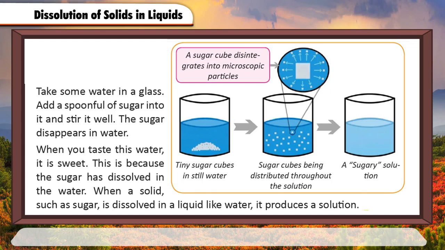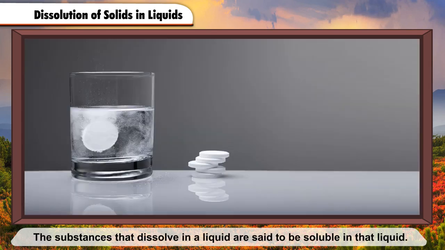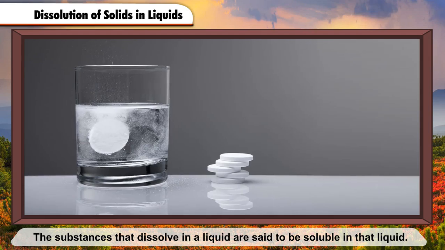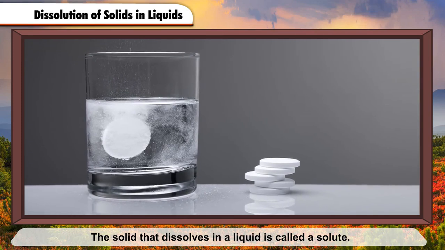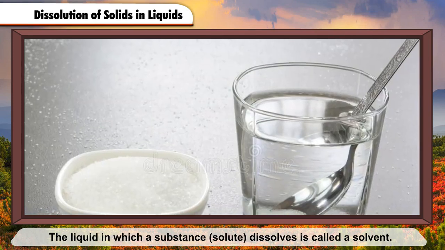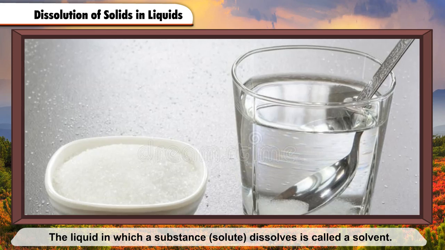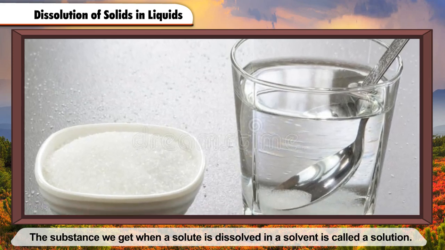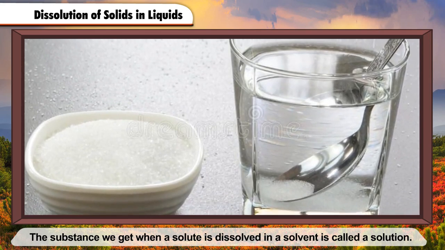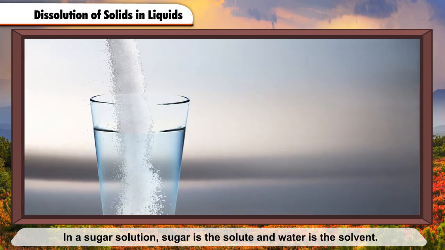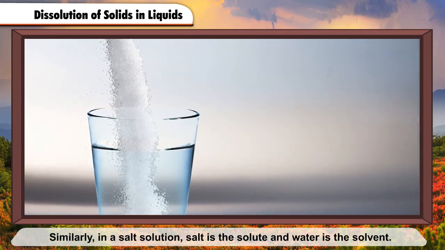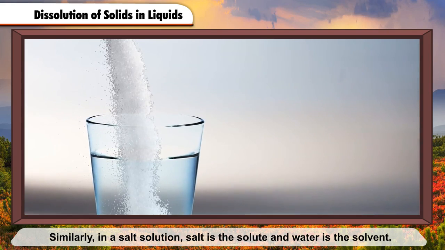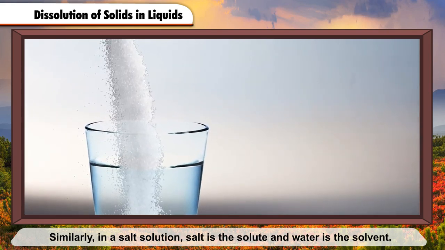When a solid, such as sugar, is dissolved in a liquid like water, it produces a solution. The substances that dissolve in a liquid are said to be soluble in that liquid. The solid that dissolves in a liquid is called a solute. The liquid in which a solute dissolves is called a solvent. The substance we get when a solute is dissolved in a solvent is called a solution. In a sugar solution, sugar is the solute and water is the solvent. Similarly, in a salt solution, salt is the solute and water is the solvent.